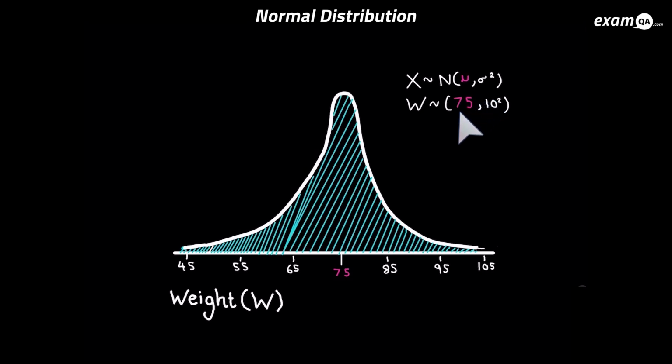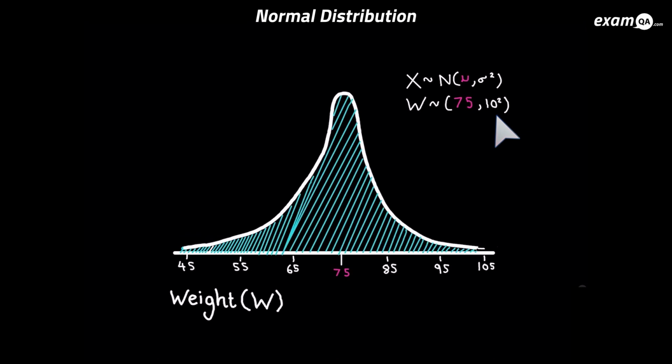Of course, in this case, the variable is not x. We've written the variable as w. And of course, we know the mean value. Looking at this graph, the mean value is 75. We always know the mean is right in the middle. And the variance is 10 squared, which means the standard deviation is 10. Remember, the variance is the standard deviation squared.